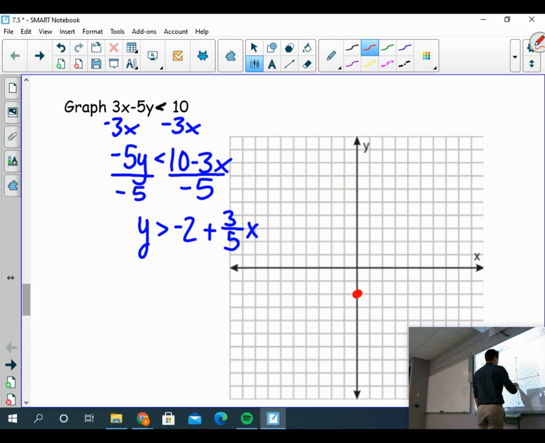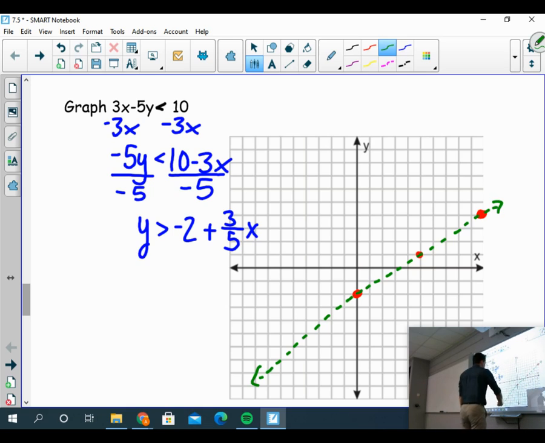Of course, I'm going to start by creating the boundary. Go up 3, over 5, up 3, over 5. And now I'm not going to connect them with a line yet because this is an inequality. Before I ever draw a line, I'm going to look and say, okay, there is no equal to there, which indicates to me, according to my shortcut, that this should be a dashed line.